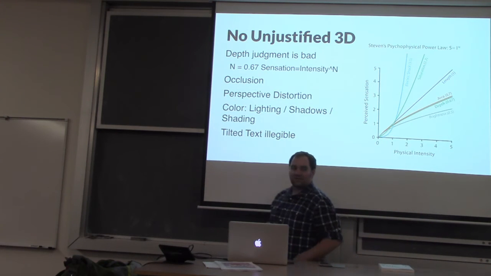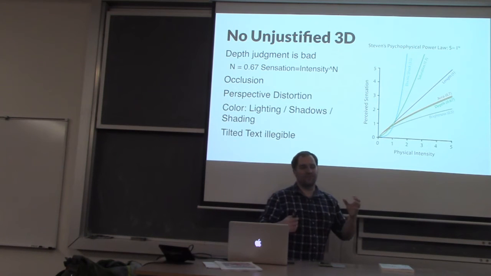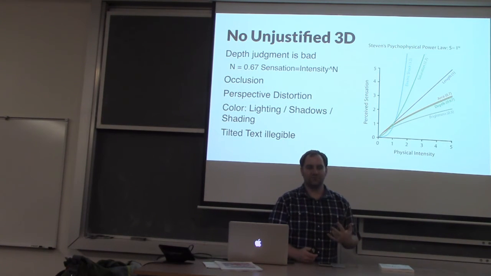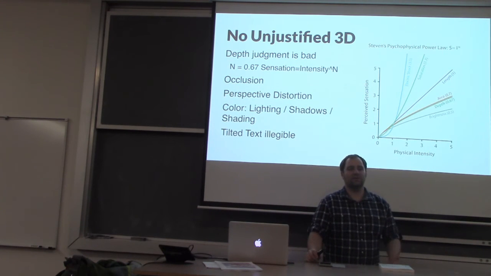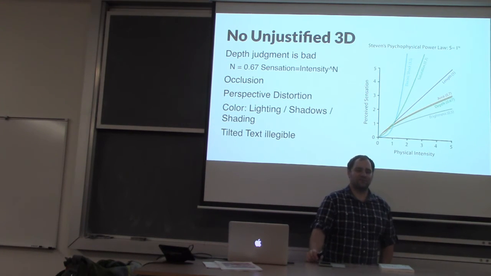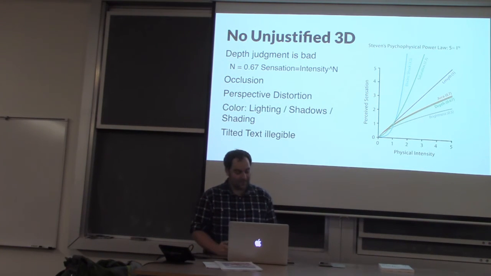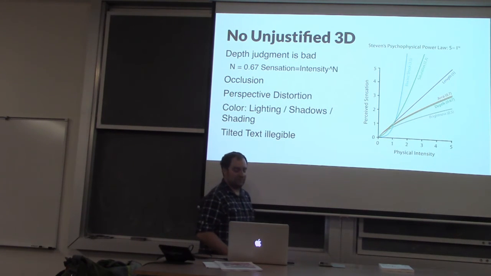Also, it's hard for us to perceive the size of an object in 3D. It is better if you have stereo vision, like a proper virtual reality headset, better than on a computer screen, so you get some of the losses back, but it's still not as good as judging them on a 2D plane. Another problem with 3D is that tilted text is of course illegible.